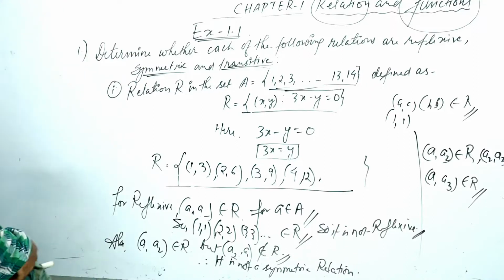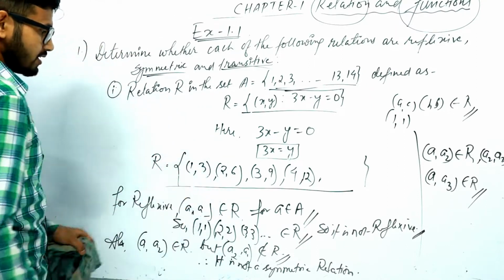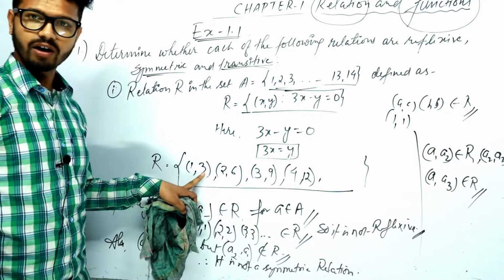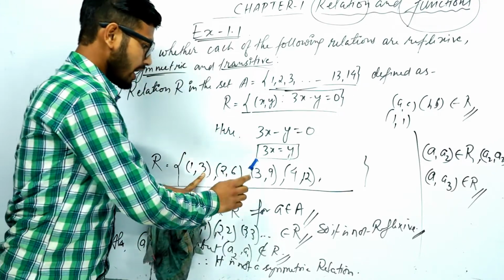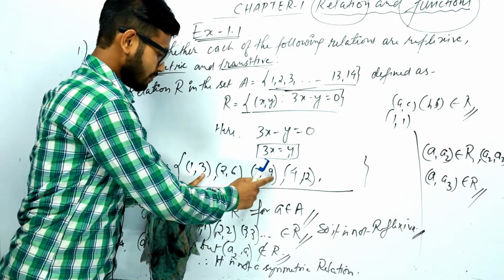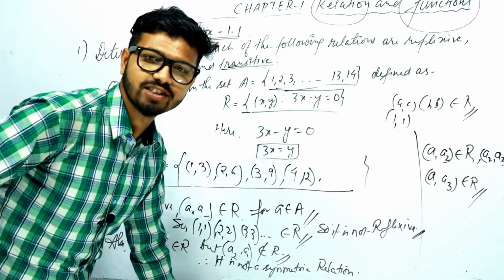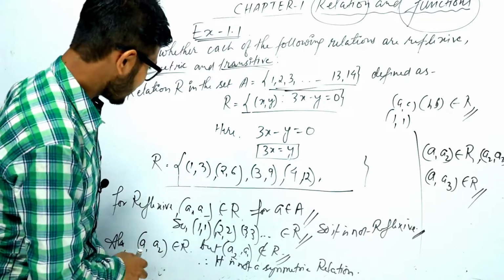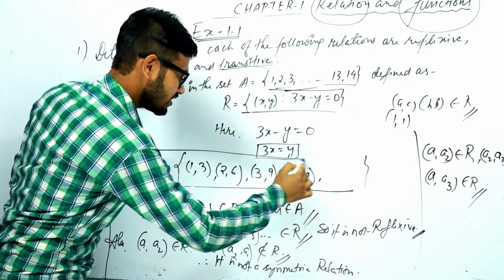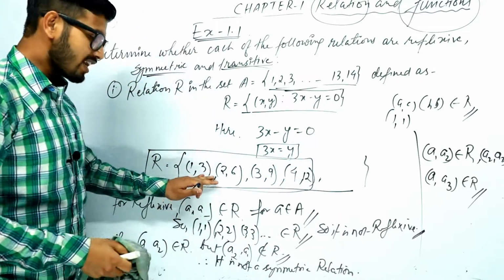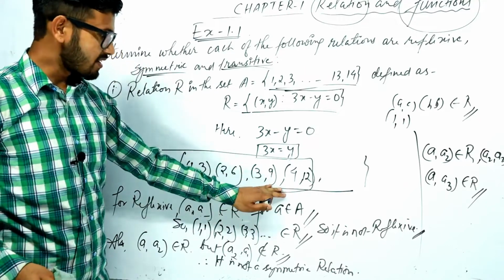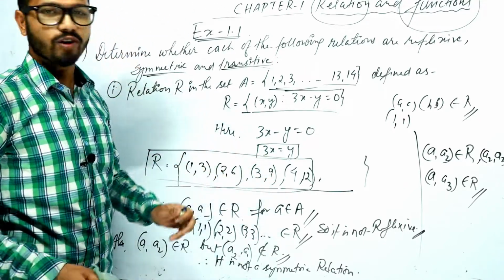transitive statement. You can see here 1, 3 is present, meaning A1, A2. Also A2, A3 means A2, A3. But can you see A1, A3? Not at all. You can see here 1, 3 is present and 3, 9 is present, but you cannot see 1, 9.